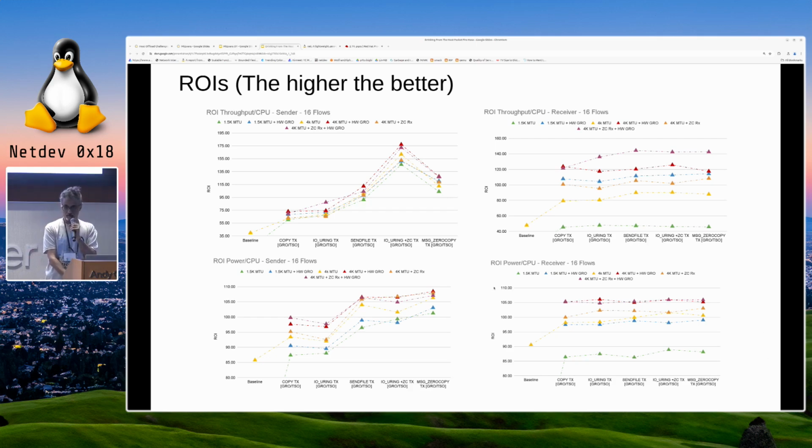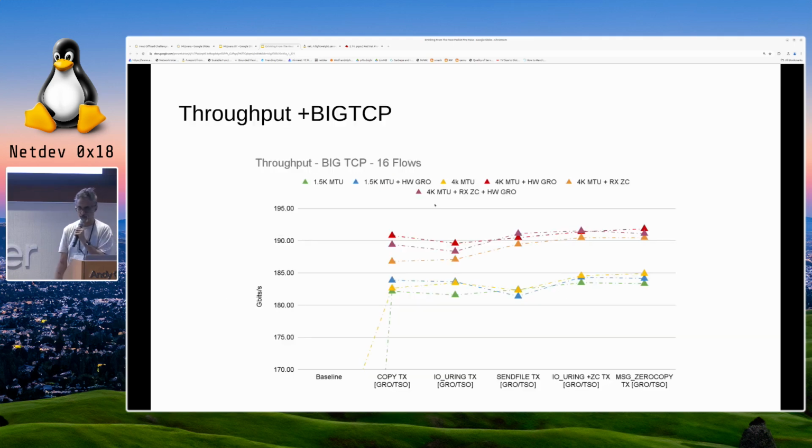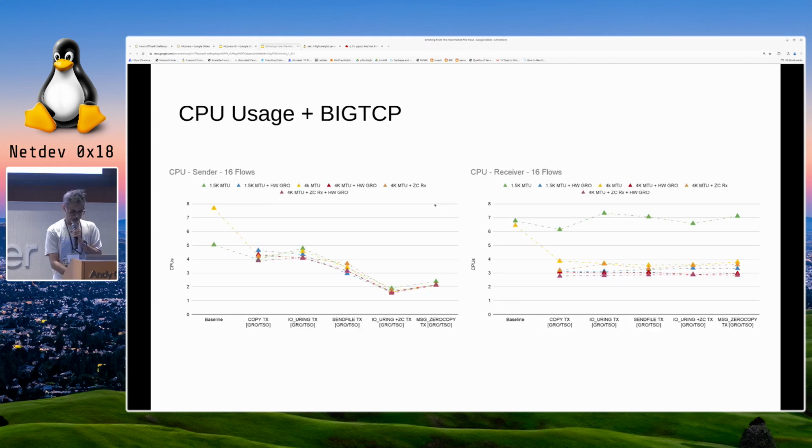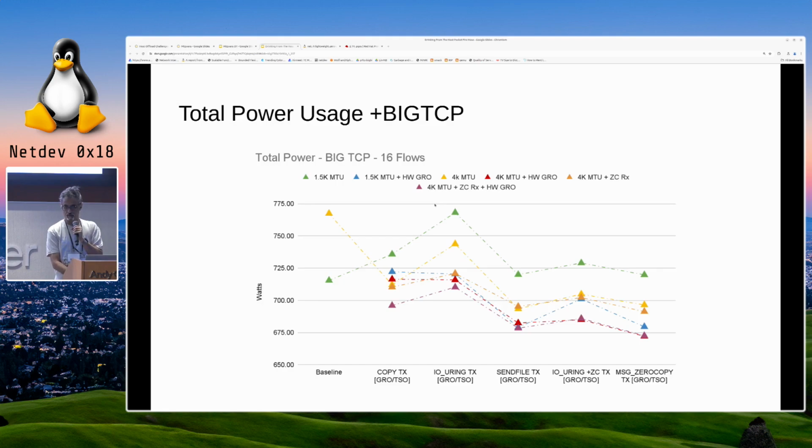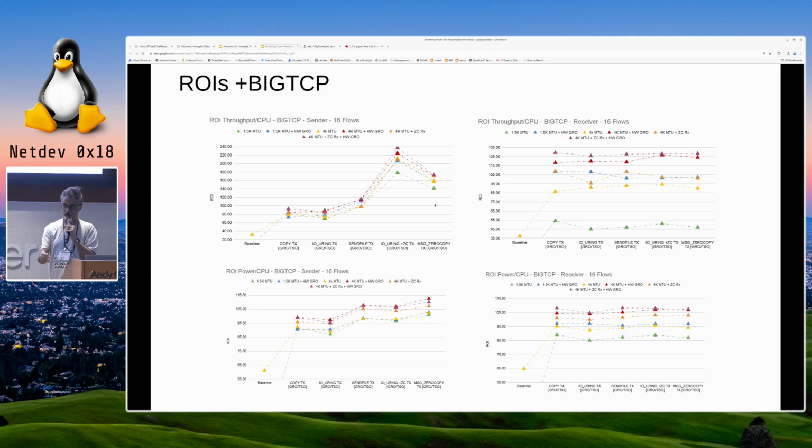Again, IO uring looks pretty good on the sender from a CPU perspective. Message zero copy looks pretty good from a power perspective. Okay. Same thing on the receiver side. It looks very similar, but the transmit side looks different. Now we went to big TCP, and I'm going to just skim through this very quickly and get to the big arrow, and it's very similar again.